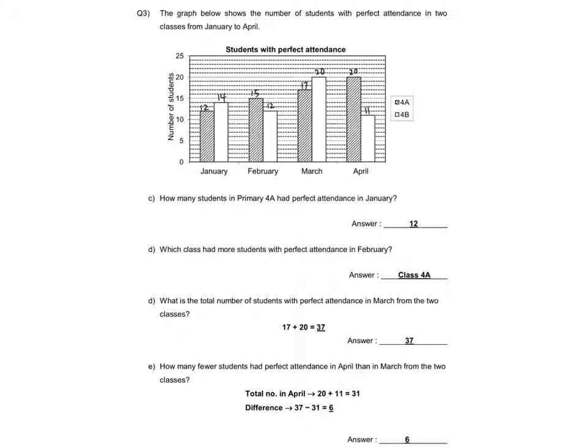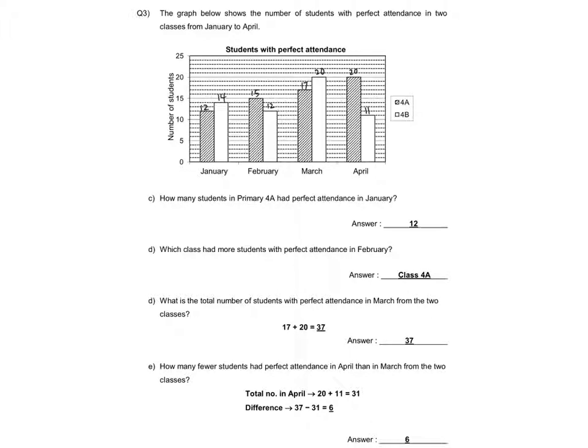What is the total number of students with perfect attendance in March from these two classes? You are looking for the sum of 4A plus 4B. What is the total number? Add together, you get 37. How many fewer students have perfect attendance in April than March from these two classes?